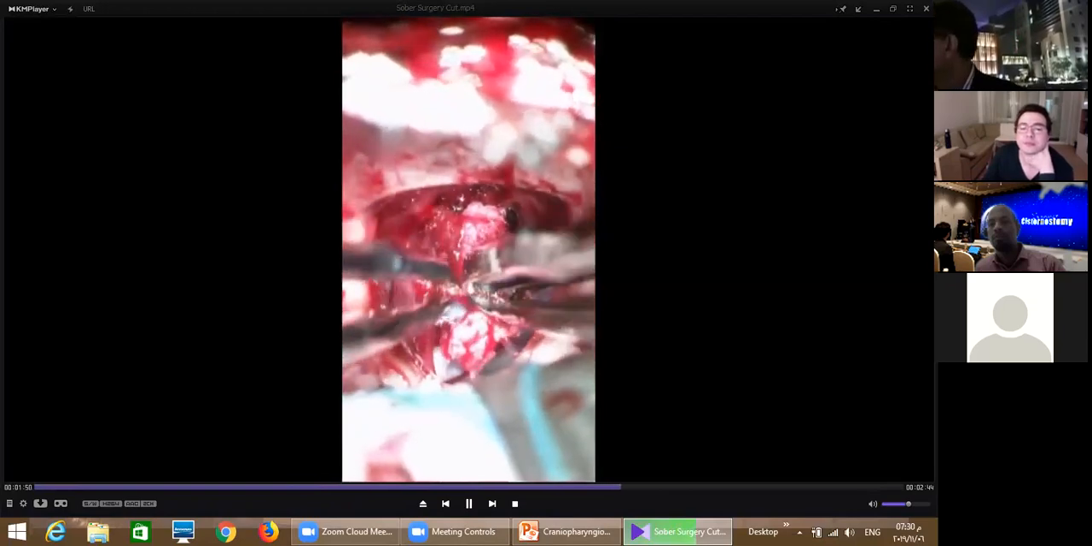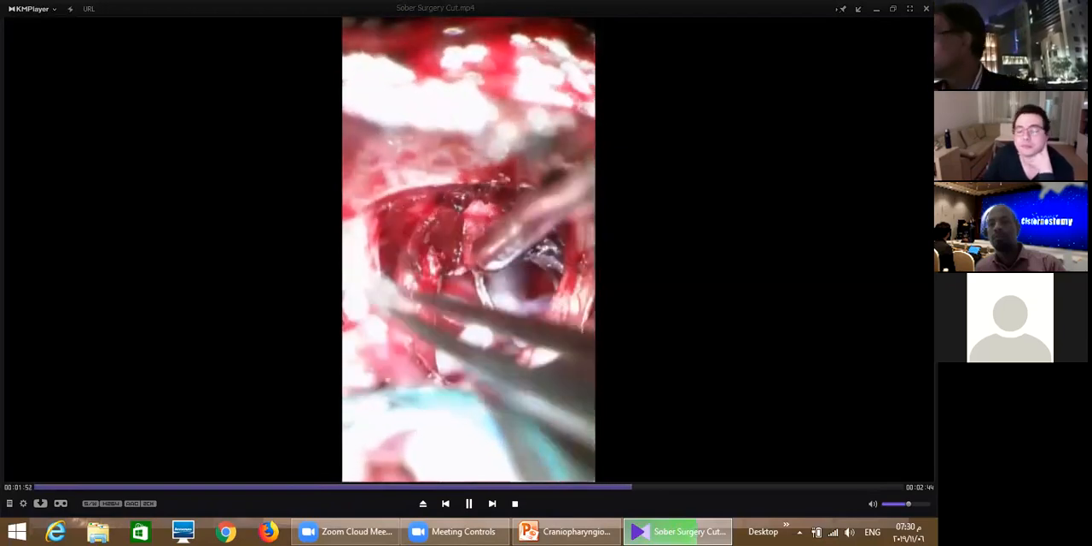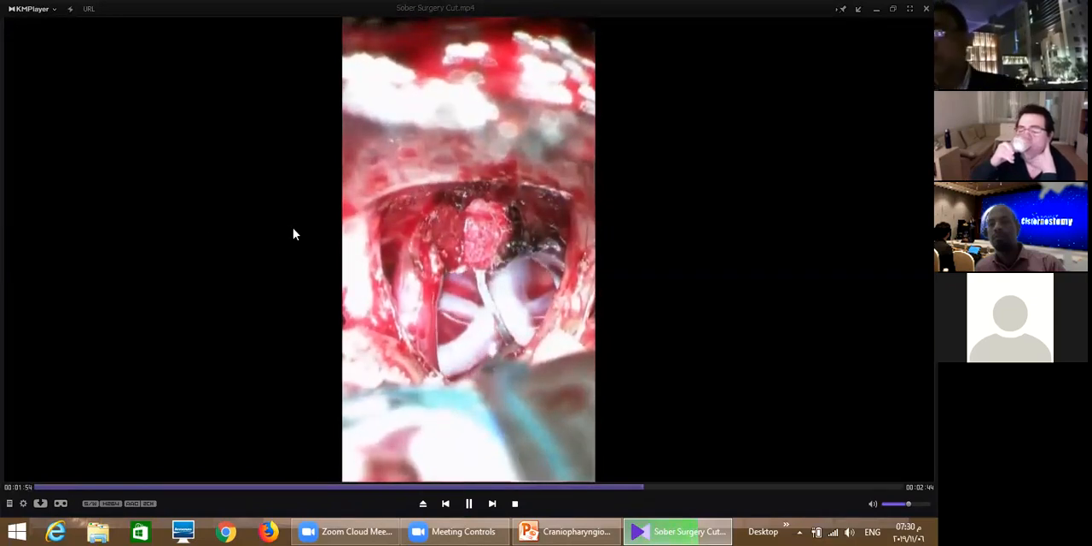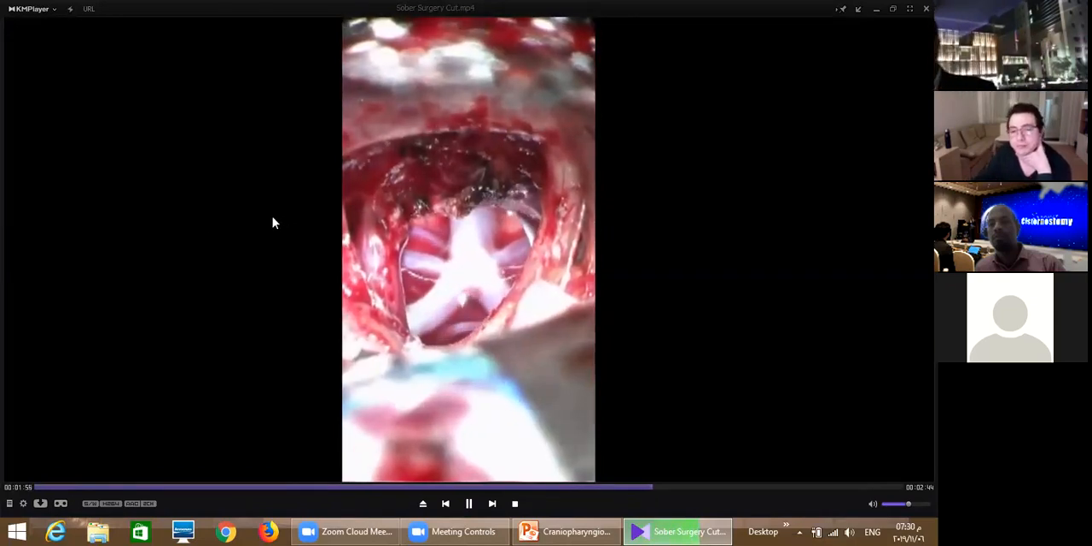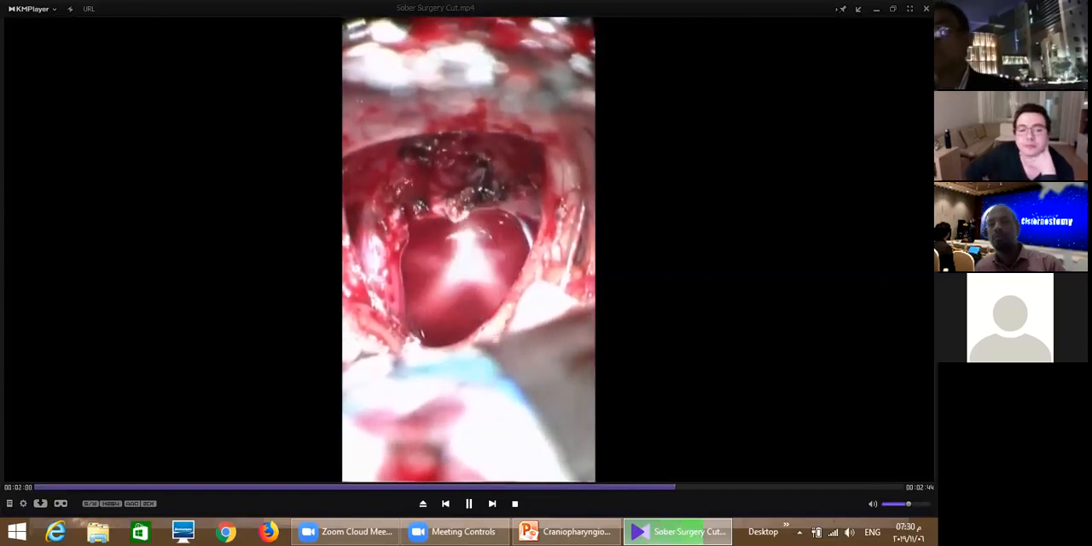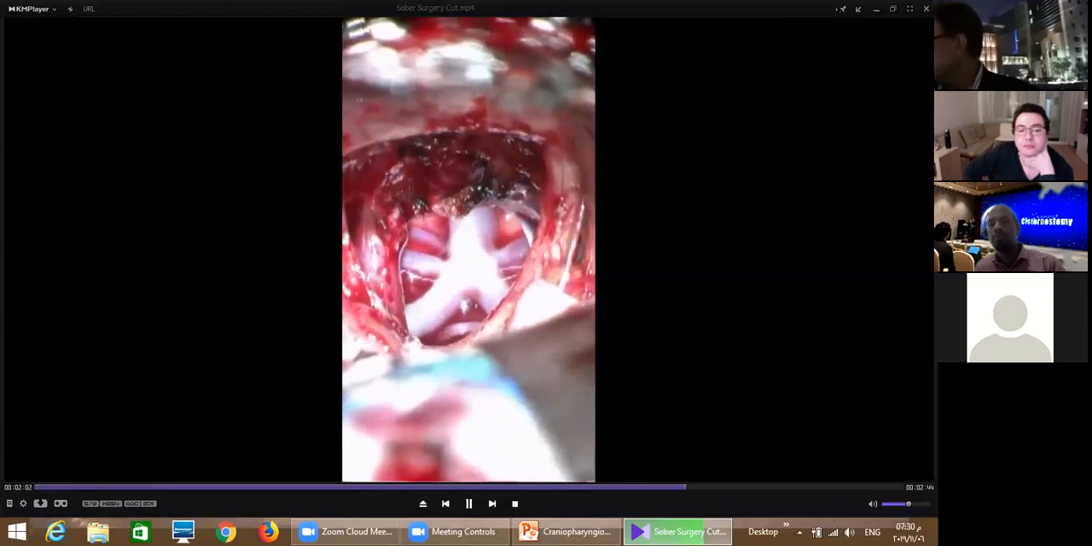So here we are, removing the last piece of the tumor attached to the stalk. The stalk is still functioning. When I finish, Dr. Jumaa, I preserve the stalk. Oh, Dr. Jumaa, the stalk was infiltrated by the tumor, so I totally cut it because it's a tumor.